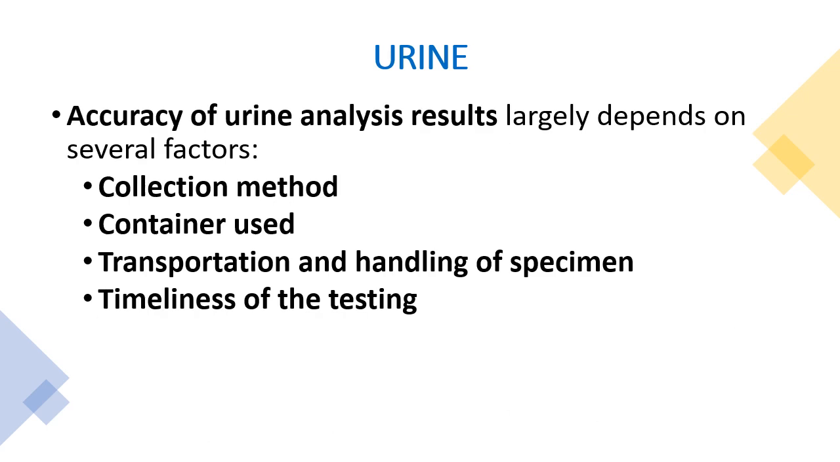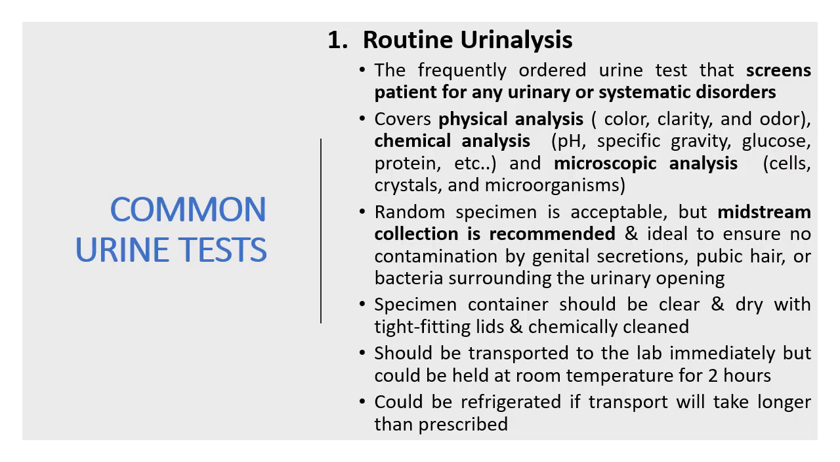So yung accuracy of urine analysis result depends on several factors. We have collection method, container used, transportation, and timeliness of the testing. So first, ano yung common urine test? We have the routine urinalysis. It is the frequently ordered urine test that screens patients for urinary or systemic disorders.